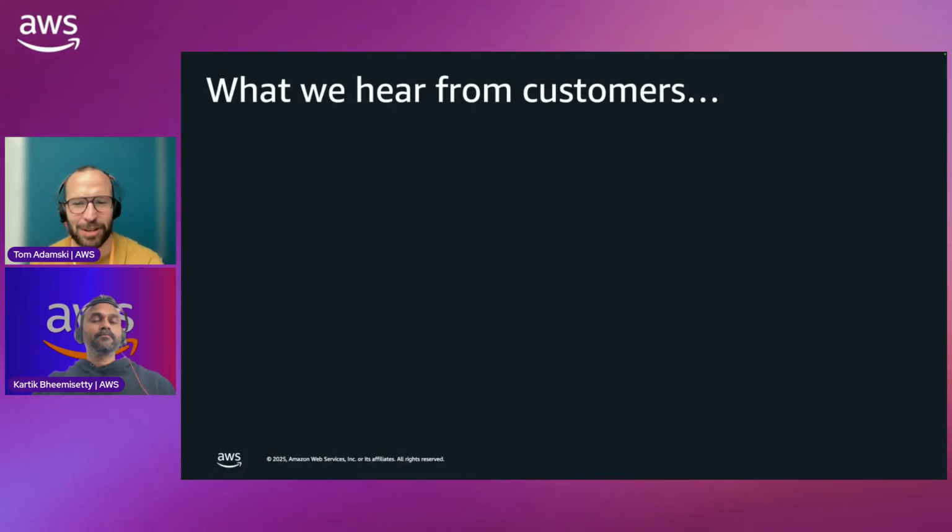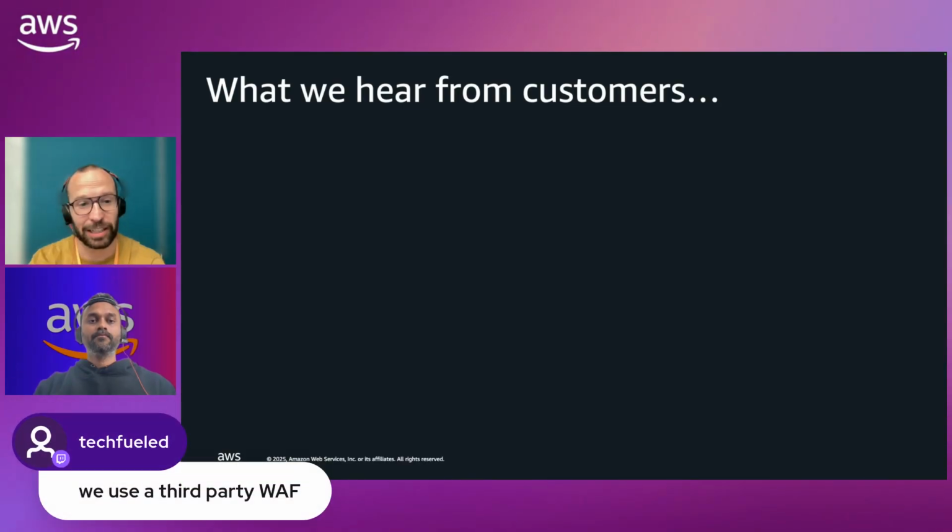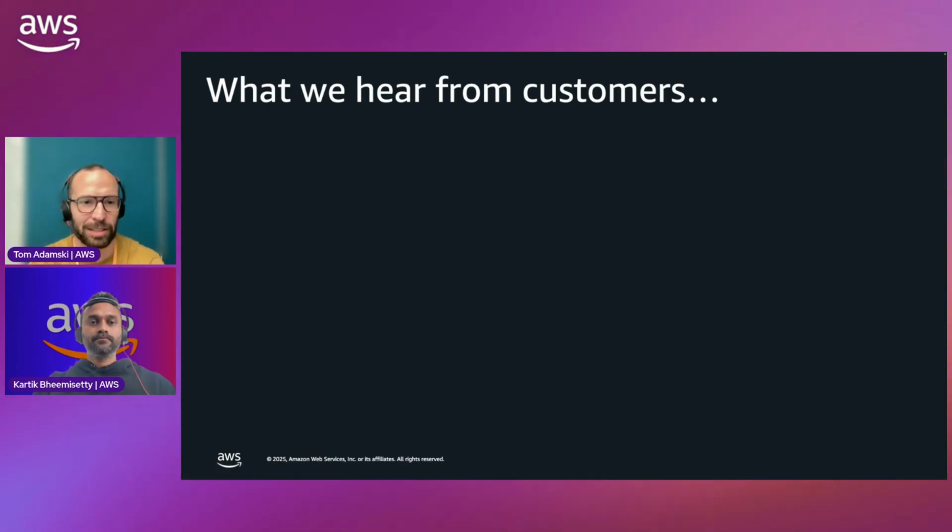We have some comments already that some folks use a third-party WAF, but I'm curious to hear, even with the third-party WAF, what are some of the challenges that you're running into? What are some of the pain points? What are some of the use cases that are hard to solve? Because those are always interesting for us. And with AWS WAF, also share your stories if you have them.